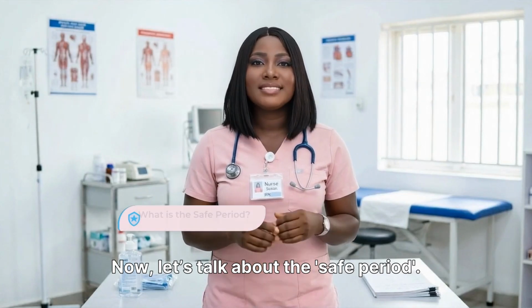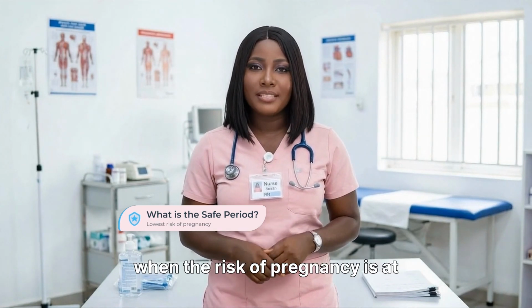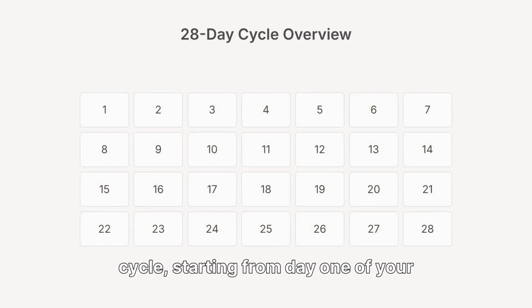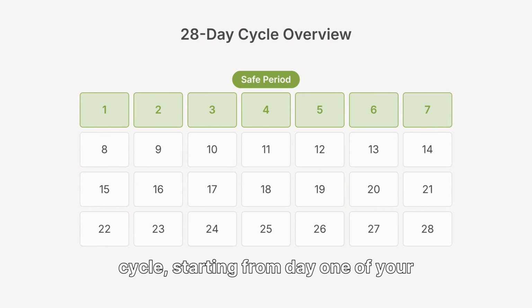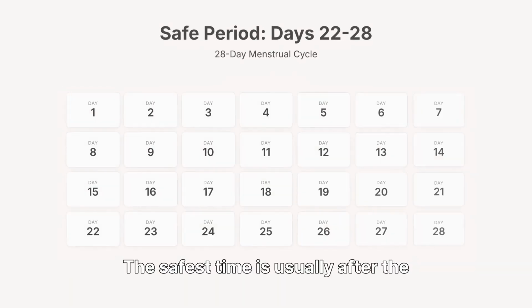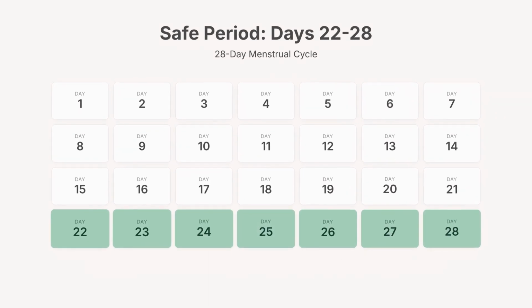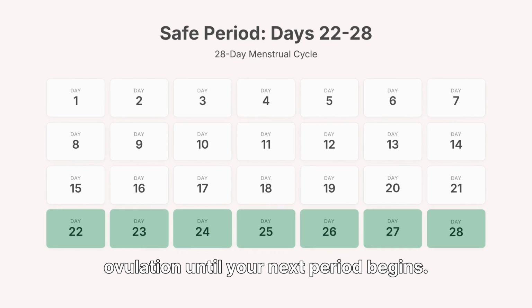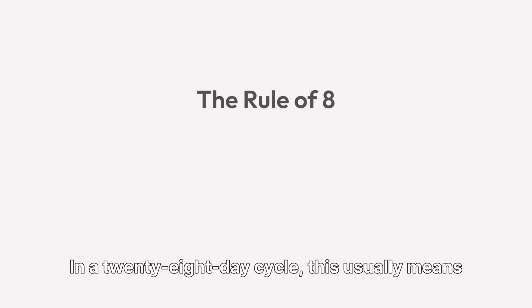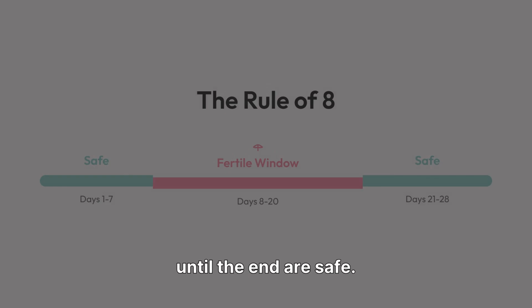Now let's talk about the safe period. This is the time during your cycle when the risk of pregnancy is at its lowest. Generally, the first 7 days of your cycle, starting from day 1 of your period, are considered relatively safe. The safest time is usually after the egg has dissolved, roughly 3 days after ovulation, until your next period begins. In a 28-day cycle, this usually means days 1 to 7 and day 21 until the end are safe.